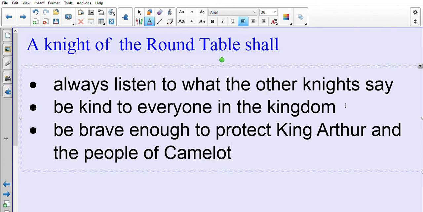Fantastic. I wonder if you can think of some more rules, if you can add any more, and you can have some of my rules if you want to as well. So what I'd like you to do today is write some rules that you think a knight should have to be part of the round table.